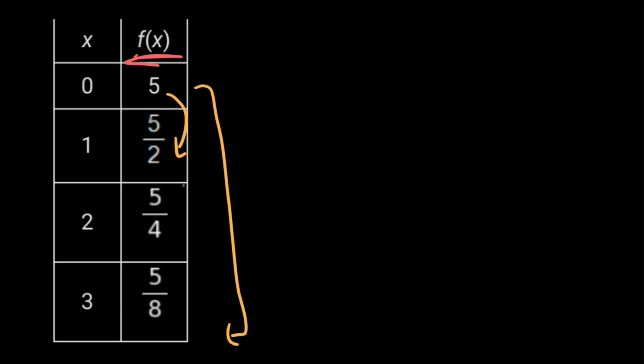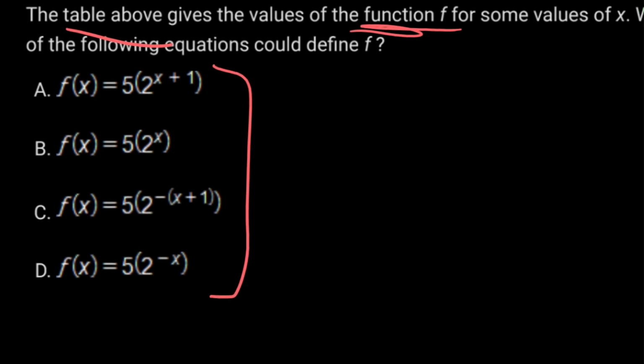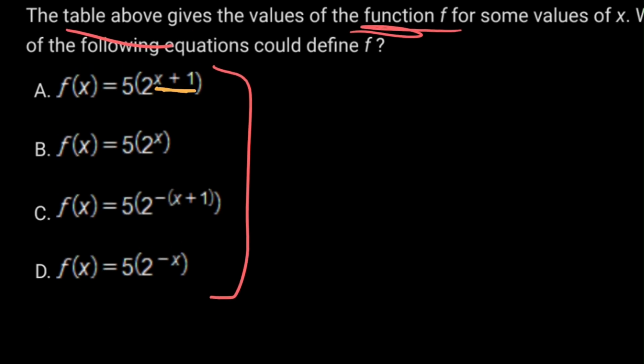We're going from 5 to 5 halves to 5 fourths to 5 eighths, right? What this means is that we need to have a negative exponent, okay? That means that here, x has to be multiplied by some sort of negative coefficient. This plus one doesn't really matter for our basic overview purposes right now. So here we have a positive x, here we have a positive x. When we multiply out the negative sign, what we're going to get is negative x minus one.